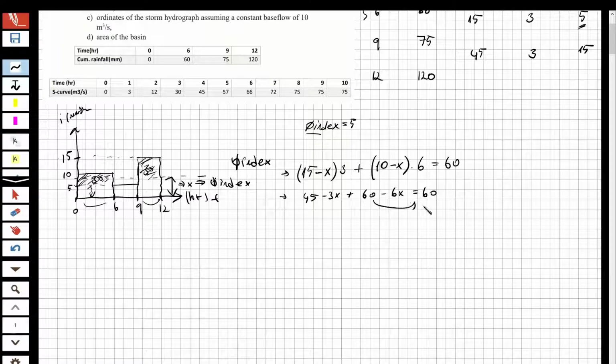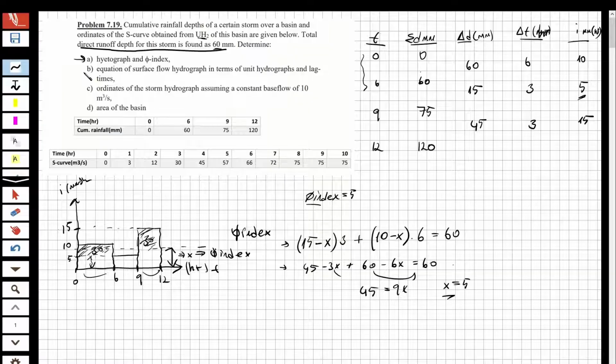Okay, when I take this to this side, it's going to be 0, and when I take both x's to here, it's going to be 45 equal to 9x, and x is equal to 5. Okay, now we obtain the phi index as 5. So now the first part is okay. So let's solve the second part.